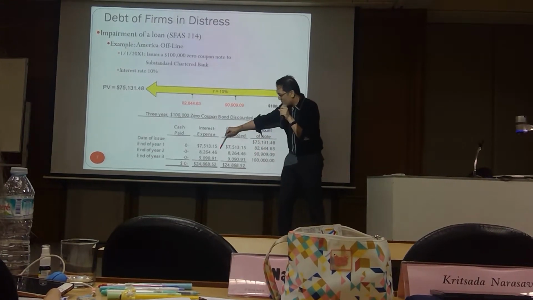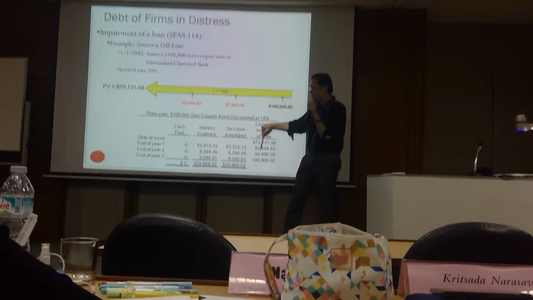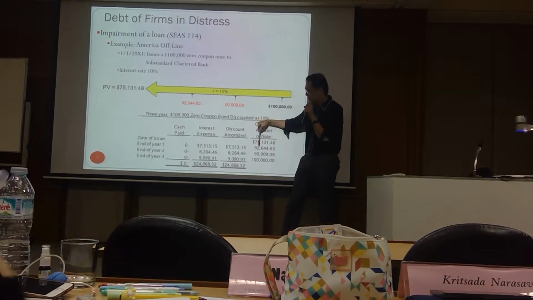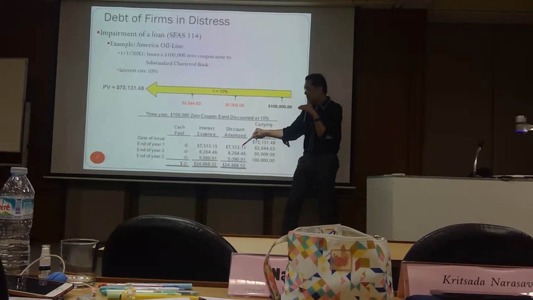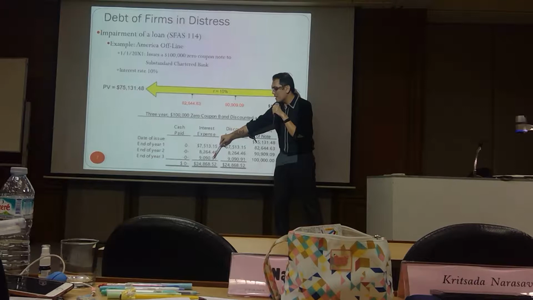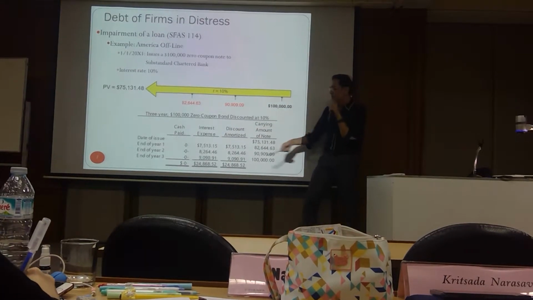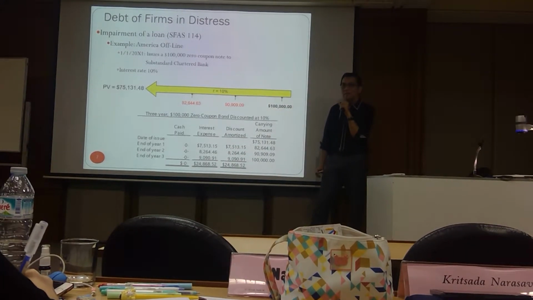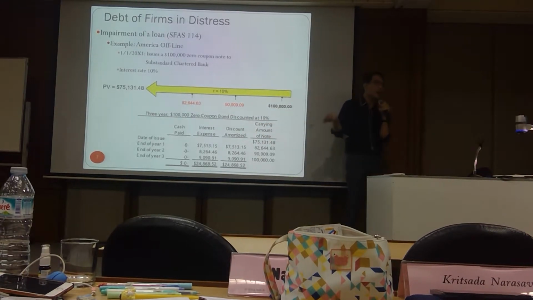Then the value of the bond goes up to 82, like this, because as the discount drops, the value of the bond goes up. 10% of this book value turns out to be interest for next year, and so on. So the total interest expense is 22,868. We're going to use the numbers from this table and record them in the next slide.